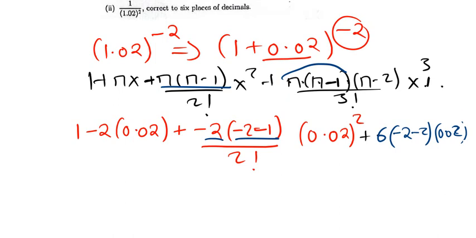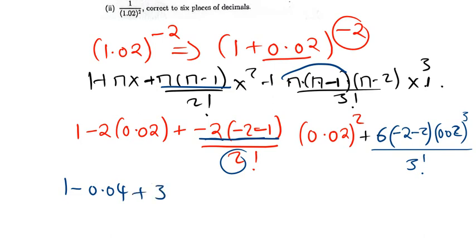The power 3, over 3 factorial. So we have 1 minus 0.04. Negative 2 times negative 3 is negative 6, divided by 2. This is actually positive 6, divided by 2 on the bottom. 2 factorial is 2 times 1, which is just 2. So that gives us just a positive 3. Now 0.02 squared gives us 0.0004.